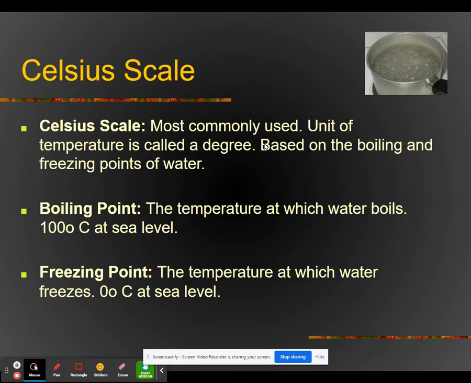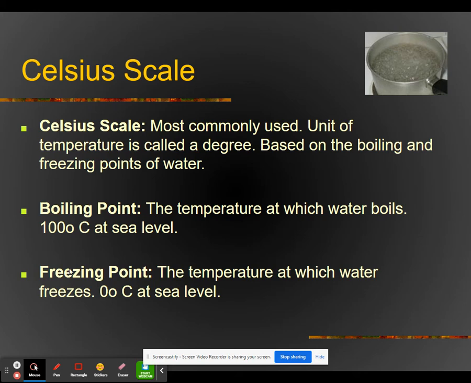Then we've got the boiling point. Anything that has the word point is going to be the temperature at which something happens. The boiling point is the temperature at which water boils, or at which water, as a liquid, turns into the gas form. That is 100 degrees Celsius at sea level.